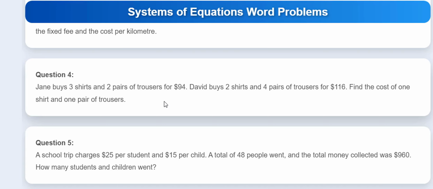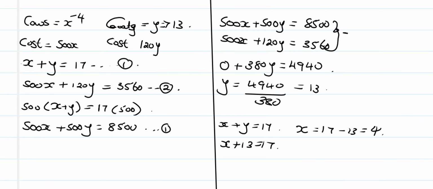So question 4 says, Jane buys 3 shirts and 2 pairs of trousers for $94. Then David buys 2 shirts and 4 pairs of trousers for $116. Find the cost of 1 shirt and 1 pair of trousers. So first of all, we know Jane buys shirts and trousers. So we can come into our board here and say he buys shirts, let them be x, and he also buys trousers, let them be y, like that.